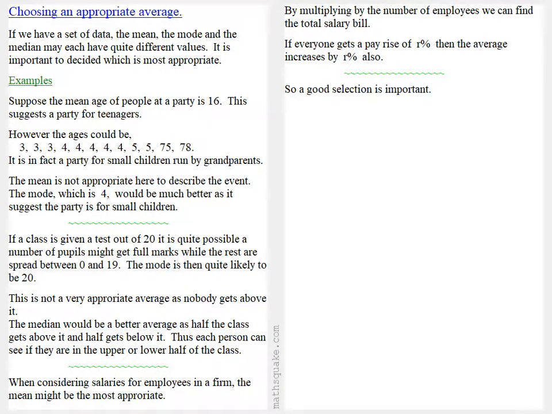So we've seen that in different situations, different types of averages might be more appropriate. So a good selection is important.